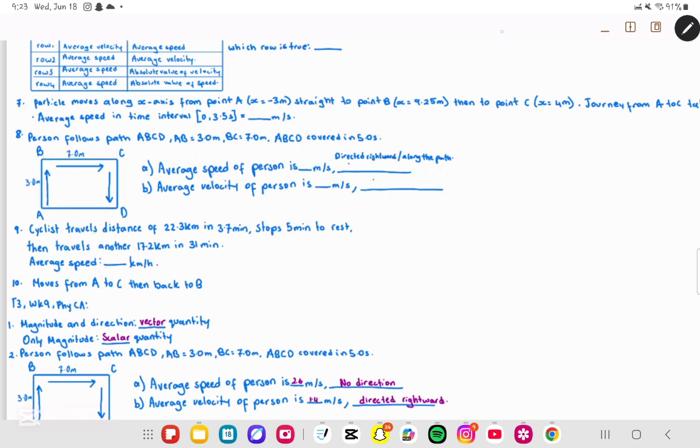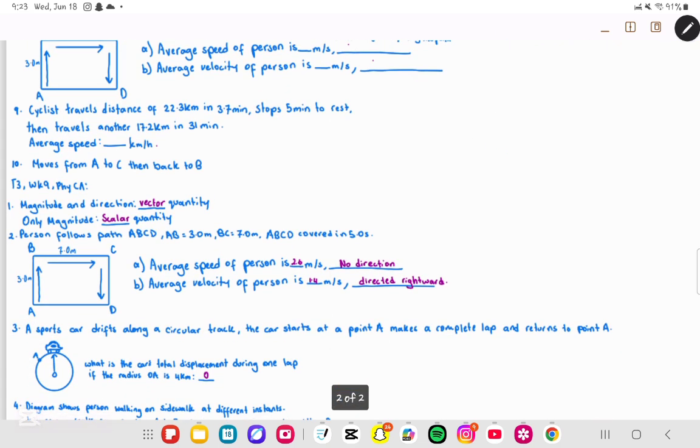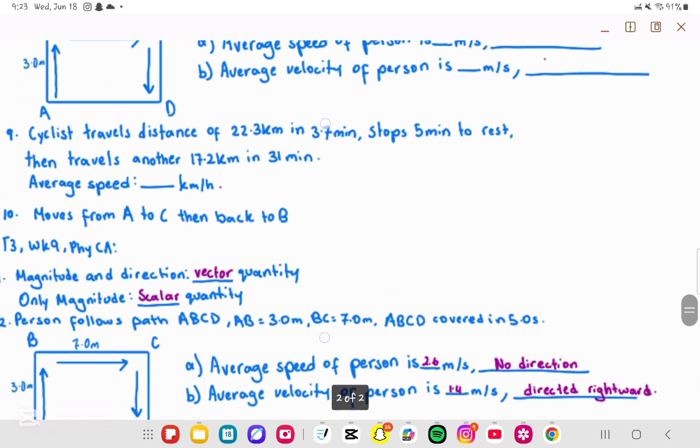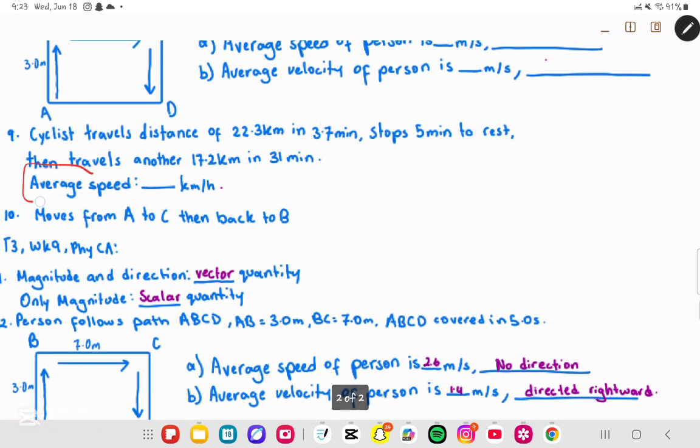Okay. A cyclist travels a distance of 22.3 kilometers in 3.7 minutes, stops 5 minutes to rest, then travels another 17.2 kilometers in 31 minutes. They want to find the average speed in kilometers per hour. Very simply, you need to find the average speed. Average speed is equal to the distance over the time.